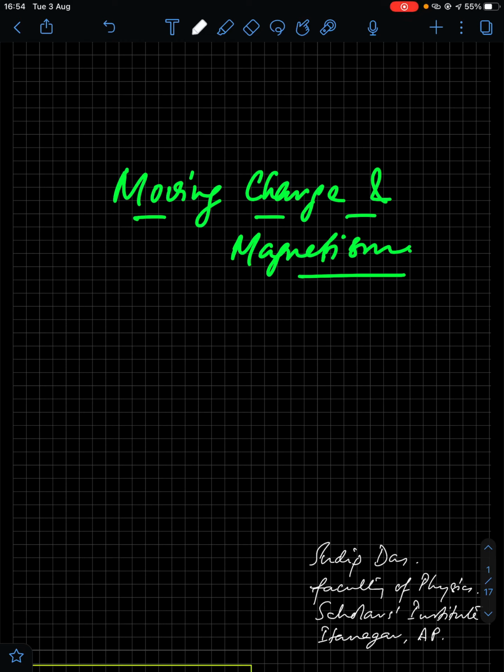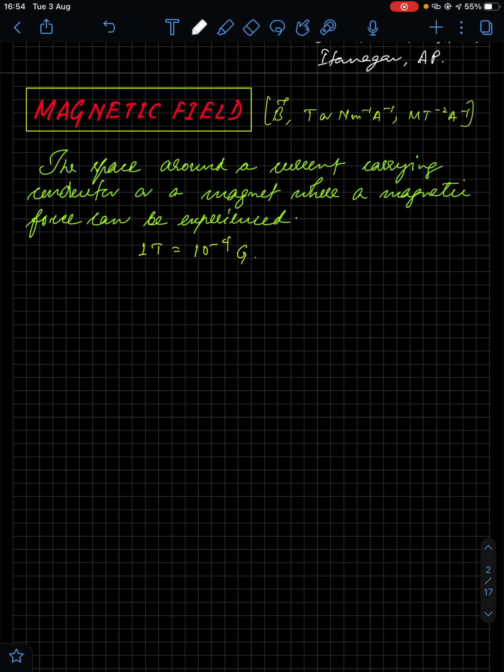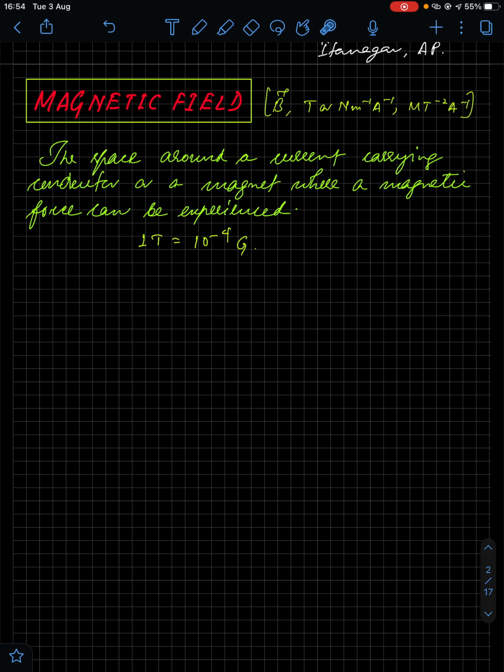Hello everyone. So this is a lecture on moving charge and magnetism. Rather, it's a quick revision on this chapter. So firstly, we have magnetic field.